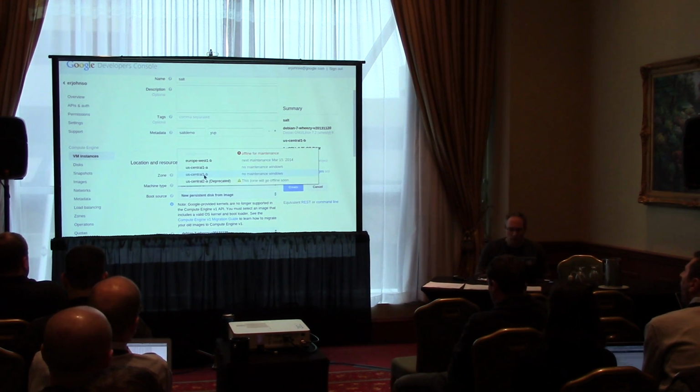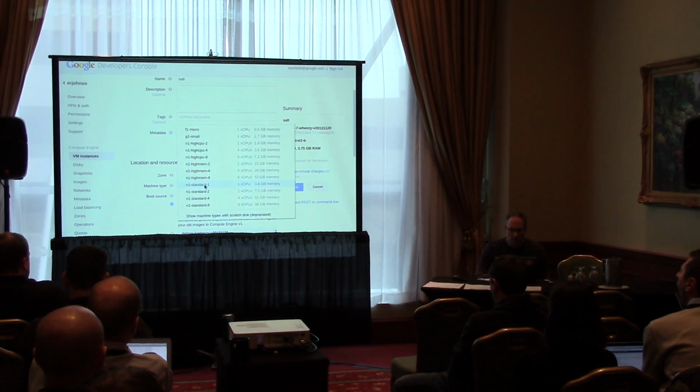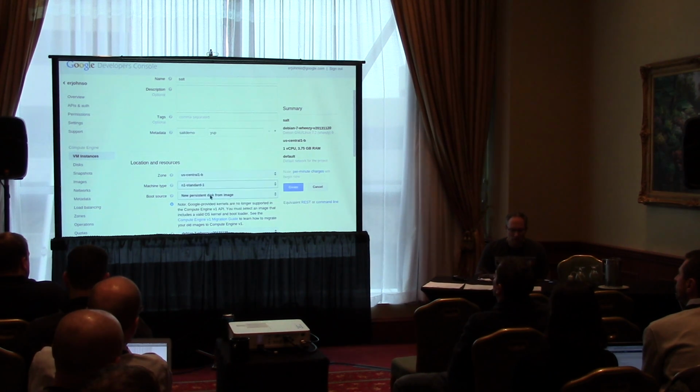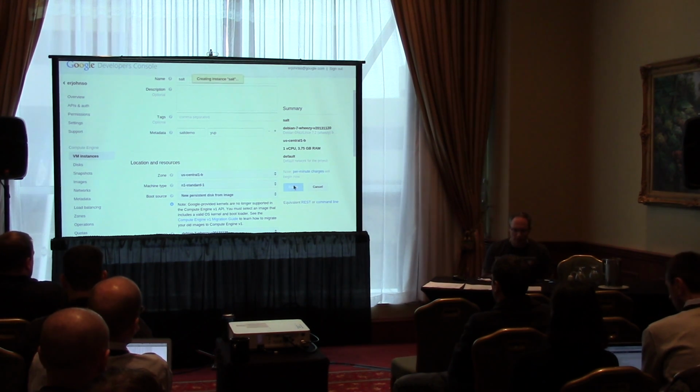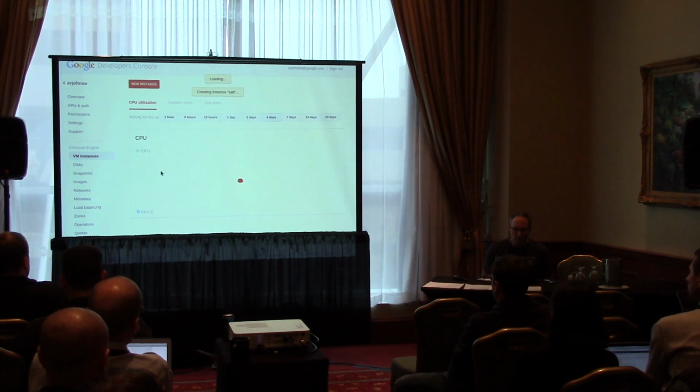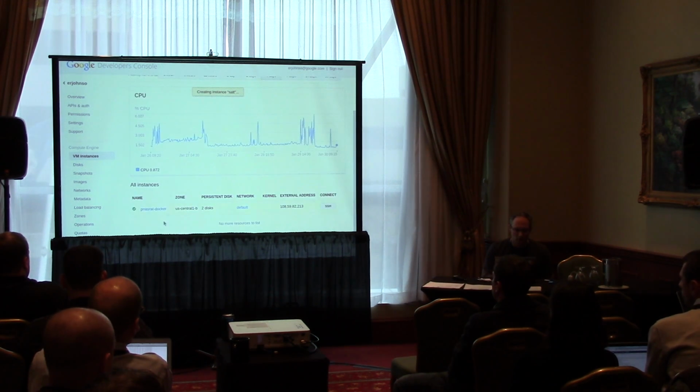You can select what zone you want, and what machine size you want. If you want to boot from a different persistent disk, you can, or this one is going to create a new persistent disk loaded with Debian 7, and then the instance will come up. So I'm just going to go ahead and hit create. That should flip me back over to my list, and we should see it show up.